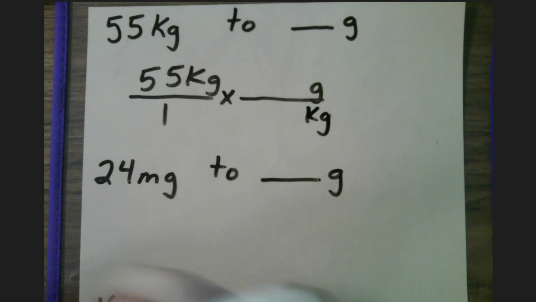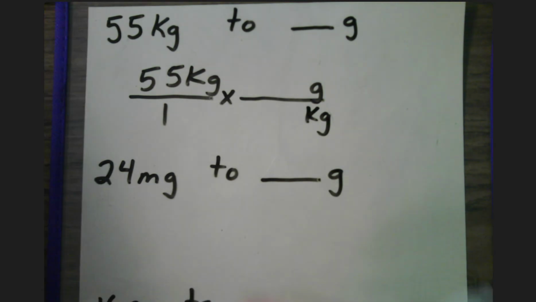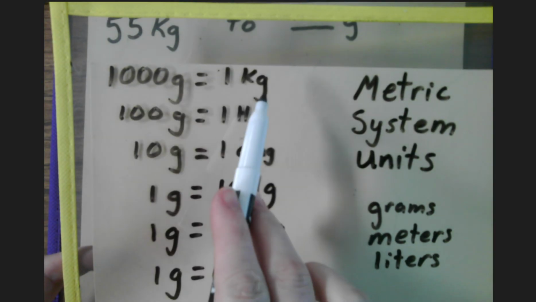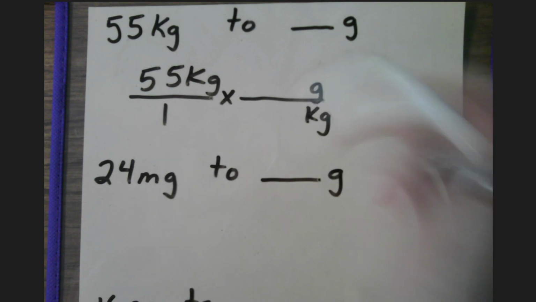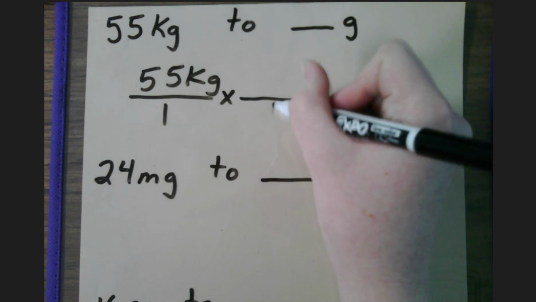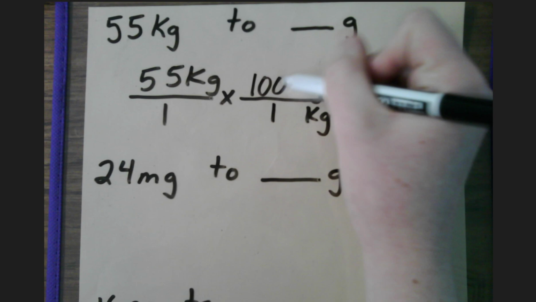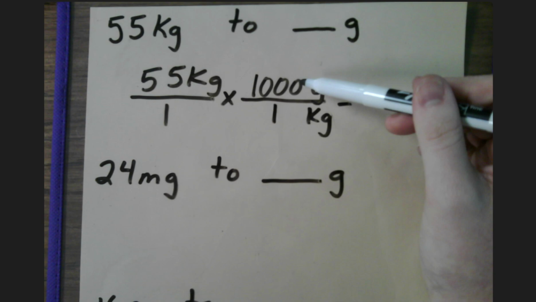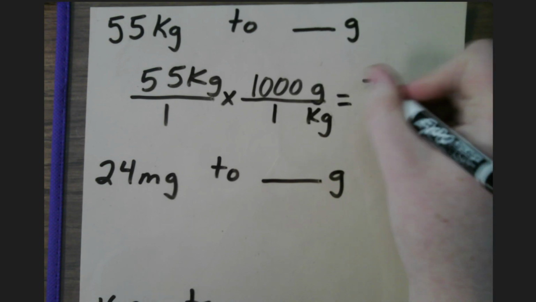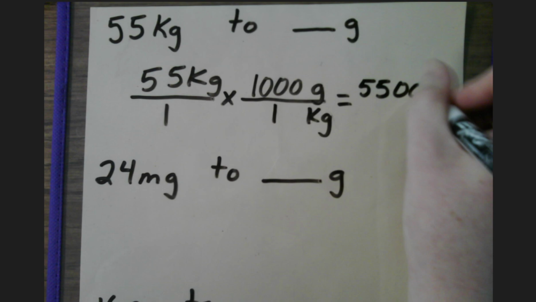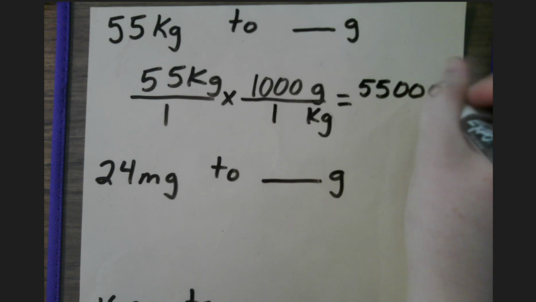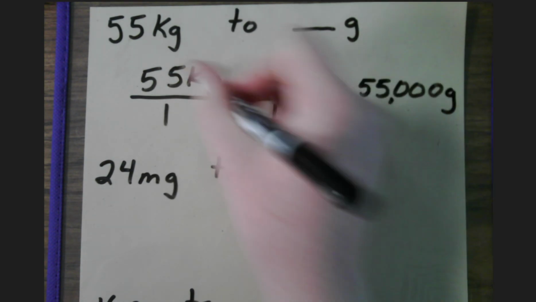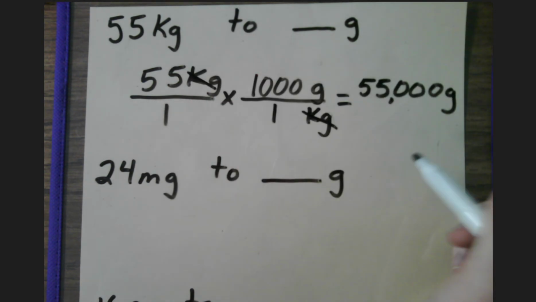Now if we look back on our little sheet here, 1,000 grams is equal to 1 kilogram. So we're going to put that in. We have kilograms down here. So we have 1 kilogram is equal to 1,000 grams. So now it's just 55 times 1,000, which is equal to 55,000 grams, because we canceled out kilograms. Let's do this next one.